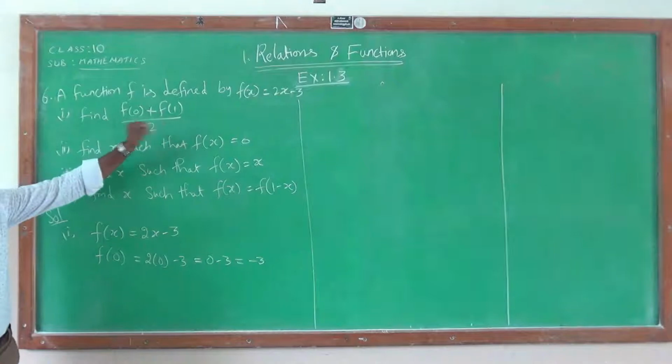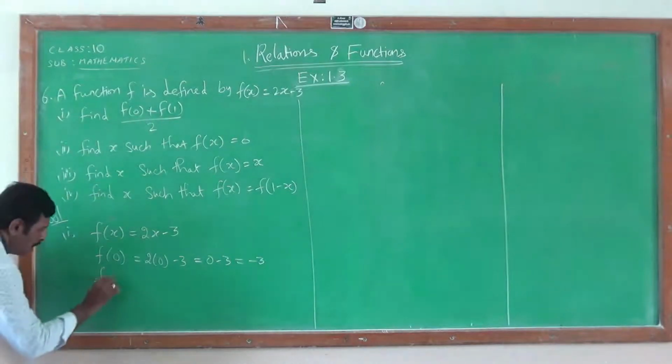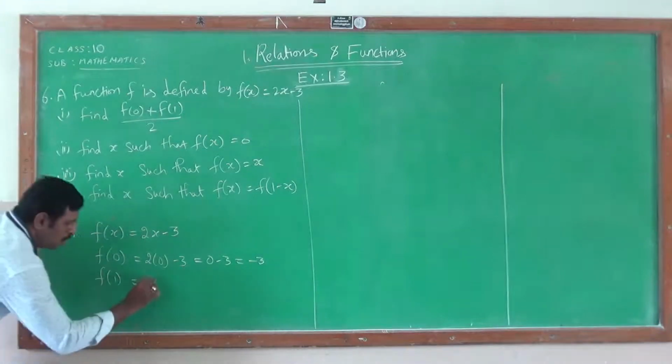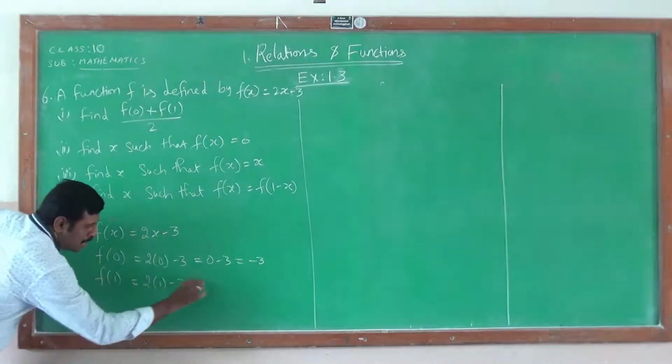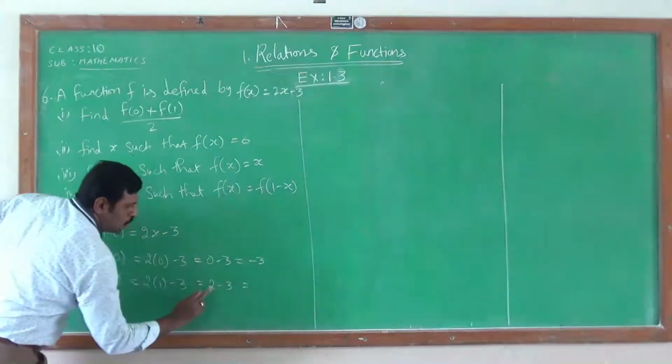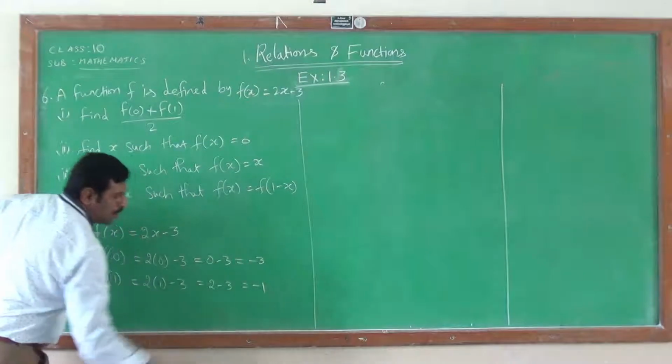Next we want to find out f of 1. Now f of 1 is equal to, in the place of x, going to apply the value 1. 2 into 1 minus 3 is equal to, 2 into 1 is 2. Minus 3 is equal to 2 minus 3 is equal to minus 1.